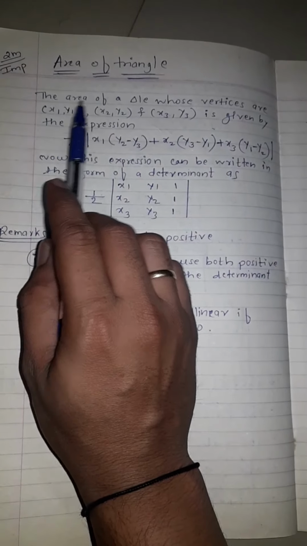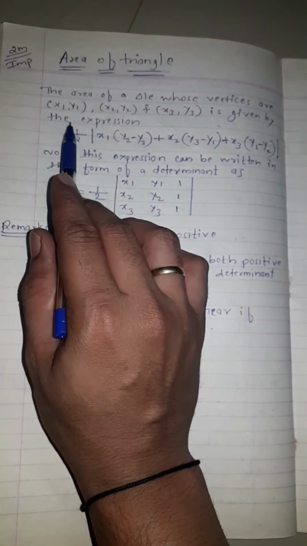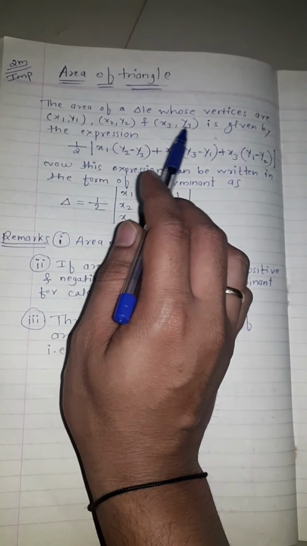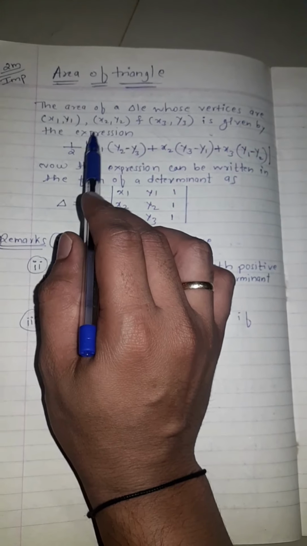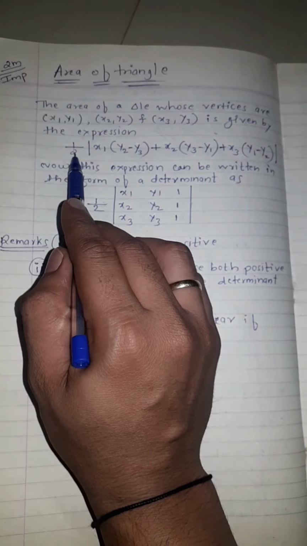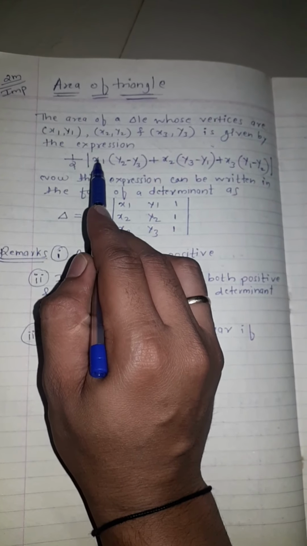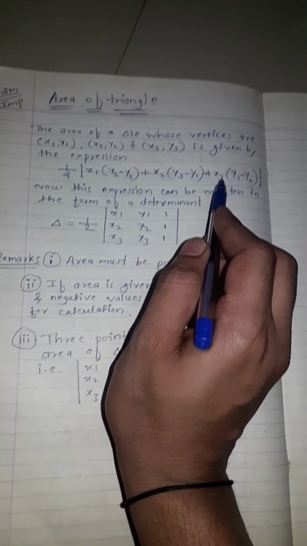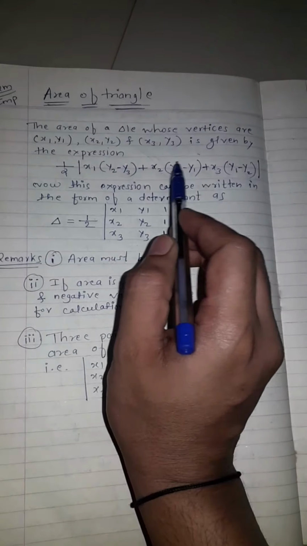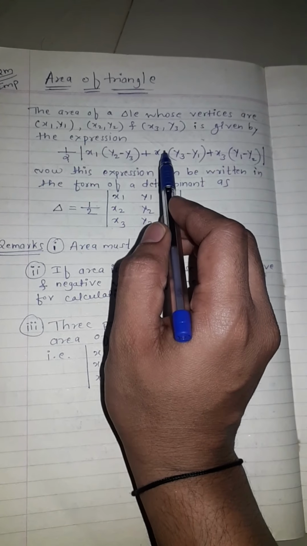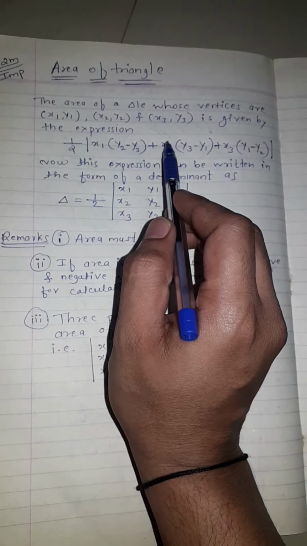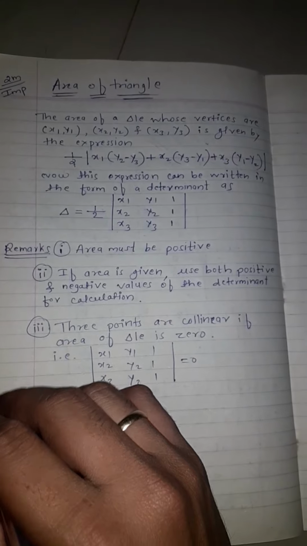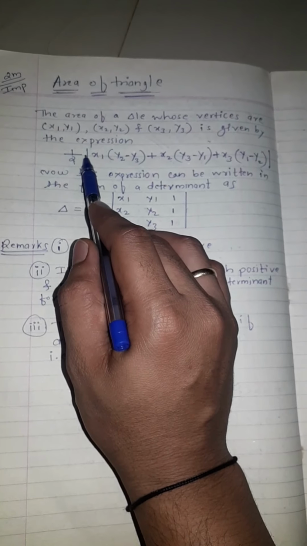The area of a triangle whose vertices are x1 y1, x2 y2 and x3 y3. If the three vertices are given, then to calculate the area of the triangle, the formula is half into modulus of x1 into y2 minus y3 plus x2 into y3 minus y1 plus x3 into y1 minus y2. Based on this, in straight lines in the first year we solved examples. Here we have taken the modulus because the area should always be positive, so we always use the modulus sign.